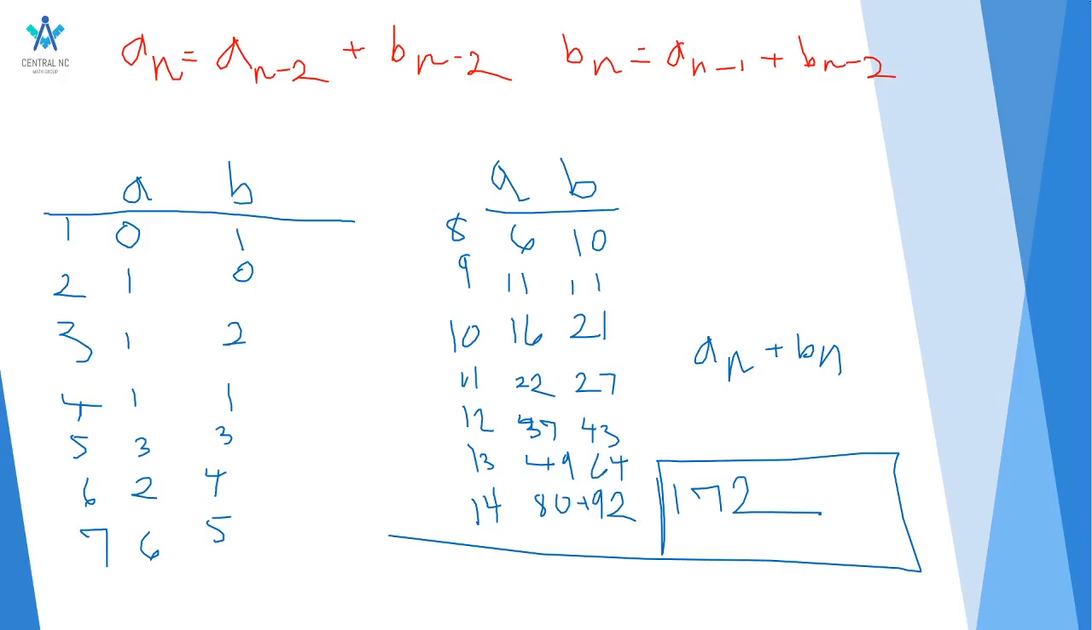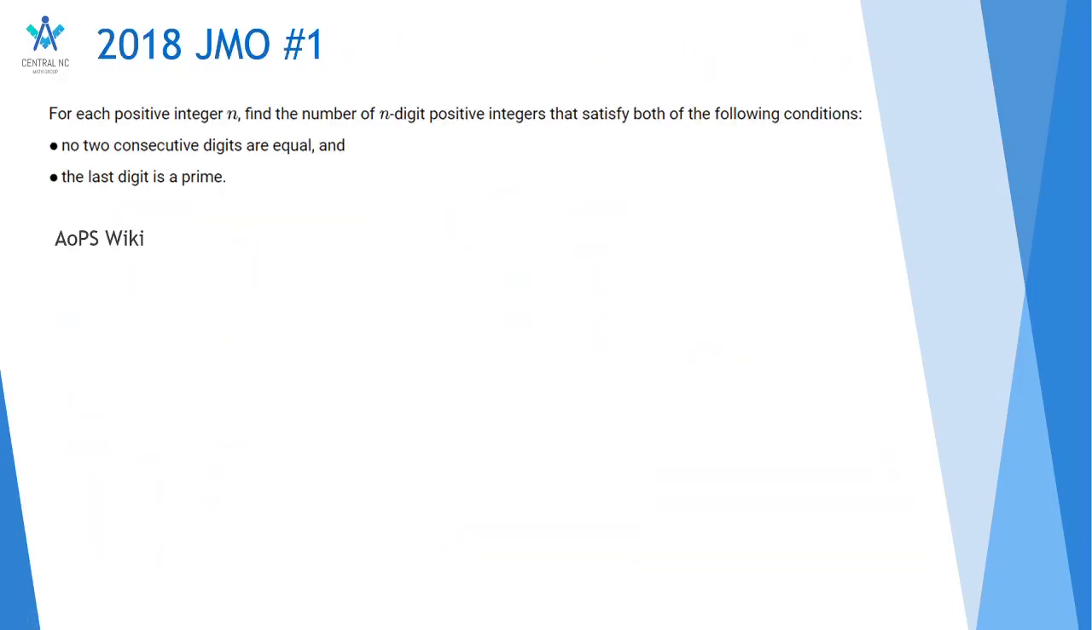Here we have 2018 JMO problem number 1, and the final problem of our lecture. It's not a hard one. It's one of the easier AIME level ones. This is not how a JMO is, so don't get your hopes up. This is actually one of the easier ones. It's one of the anomalies.